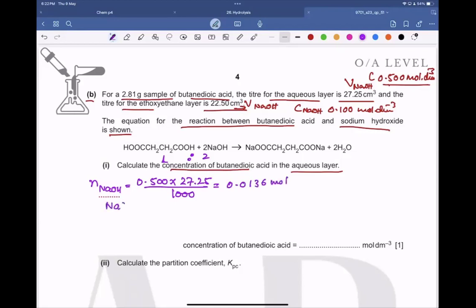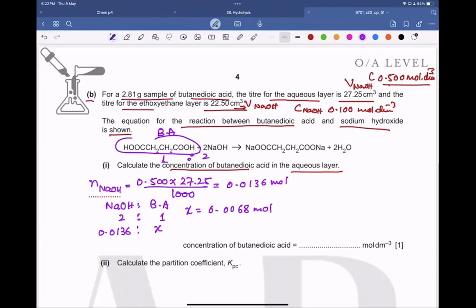Now we will make the ratio between sodium hydroxide and butanoic acid. This is butanoic acid, right? So 2 moles with 1 mole, that's what we got from the equation. Thank you, Hussein. And if we have this number of moles of sodium hydroxide, then the moles of butanoic acid must be X. If you divide it by 2, then it is going to be 0.0068 moles. Now I got the moles.